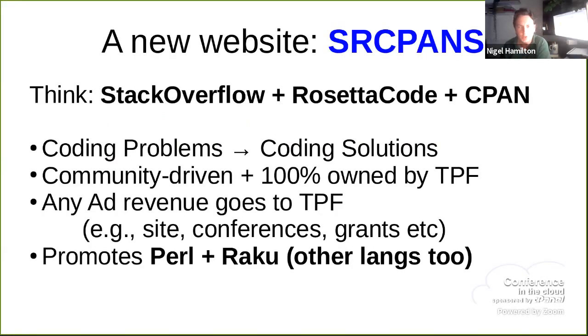I'd like to suggest that we should create a new website, which I've given the working title of SRCPans, which is a kind of a mashup of Stack Overflow, Rosetta Code, and CPAN. It's a place where coding problems and coding solutions will sit side by side. It'll be community driven, 100% owned by the TPF. Ad revenue would go to the TPF, and it would promote Perl and Raku together. Other languages could also feature on the site.